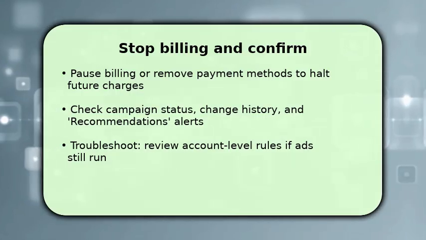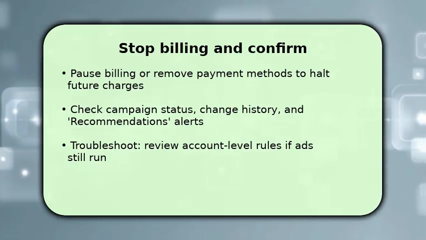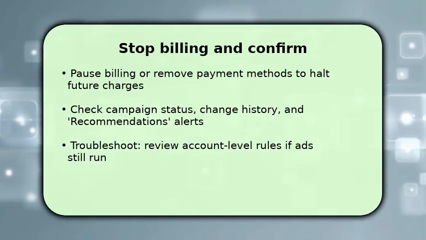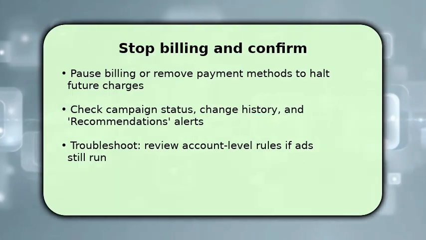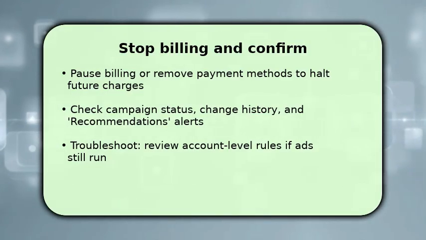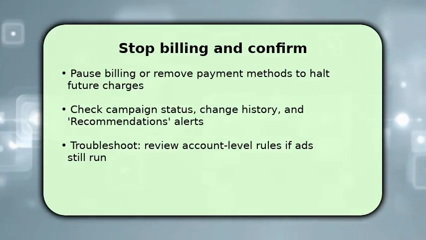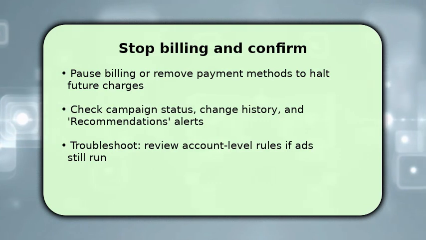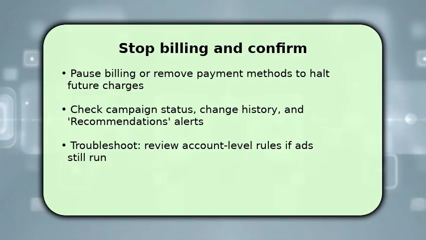Then verify, refresh campaign and ad group statuses, review change history for any automated reversals, and inspect the Recommendations tab for reactivation suggestions. If ads still run, check account-level automated rules, third-party APIs, or linked accounts that might override pauses. Disable those first. When everything shows paused and no spend appears in the next billing cycle, you're done.